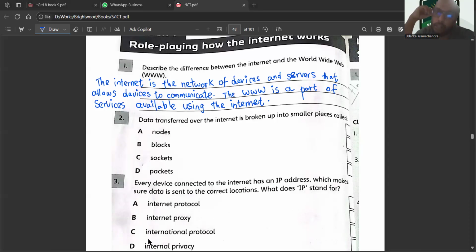Okay, you can write in a different form, but the idea of this, what is the internet, is a network of devices. The internet is the network of devices and servers that allows devices to communicate. But www is the part of the services. www is the part of the services that are available using the internet. Like that. That's the idea.